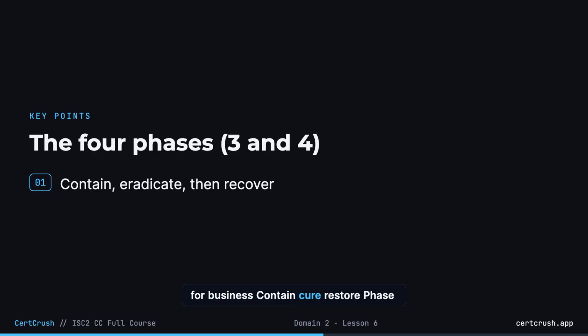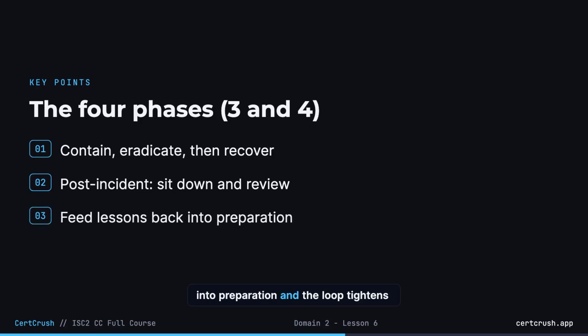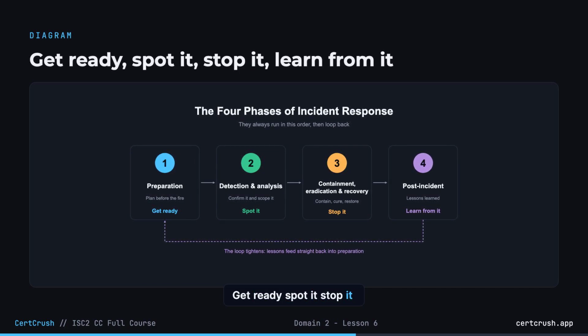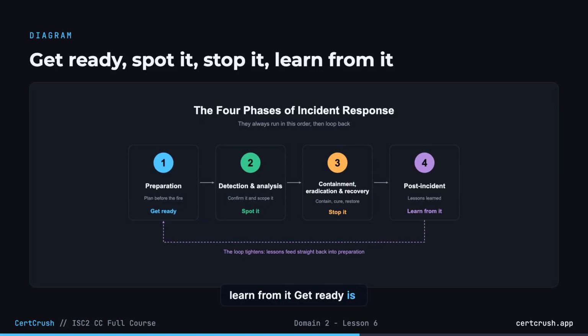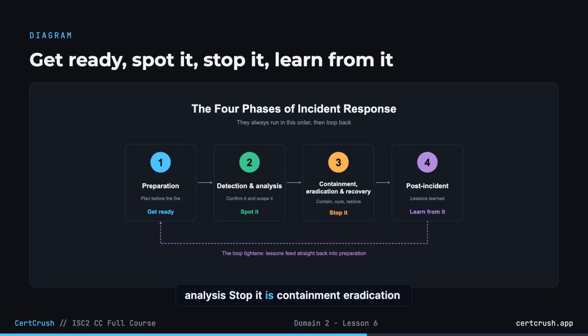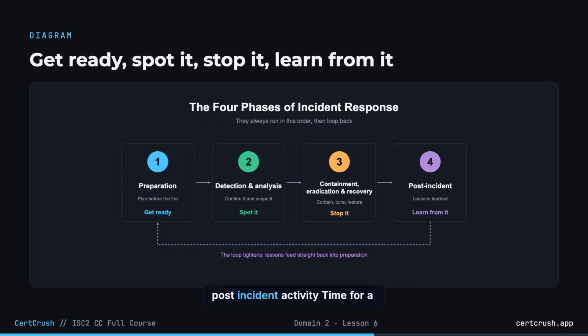Contain, cure, restore. Phase 4 is post-incident activity, also called lessons learned. Once the building is safe, you sit down and ask what went wrong and how to stop it happening again. Then you feed those lessons straight back into preparation, and the loop tightens. Here is your anchor for the order, and it is exam gold. Get ready, spot it, stop it, learn from it. Get ready is preparation. Spot it is detection and analysis. Stop it is containment, eradication, and recovery. Learn from it is post-incident activity.